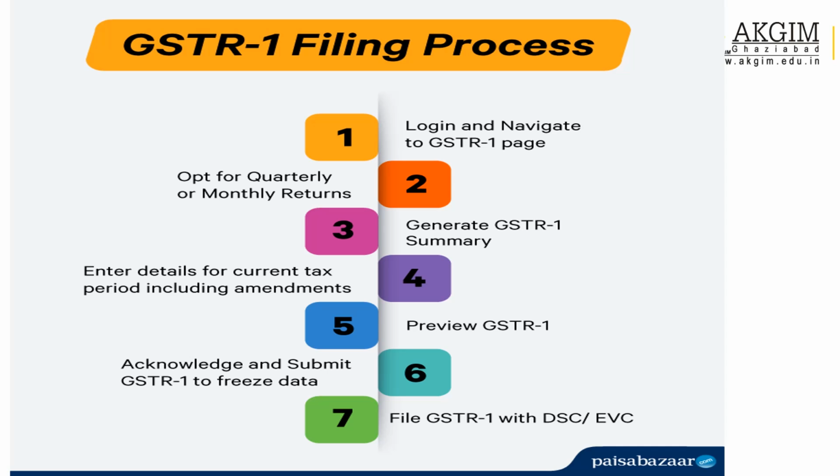Okay, the return preview is available. After checking the details in the preview, you finalize it and click the submit button to acknowledge and submit the GSTR 1. Just after clicking the submit button, your data will be frozen. That means you are not allowed to change the data again. Then file GSTR with a valid digital signature or EVC. A digital signature can be used for final submission, or it can be OTP based. That option is available there.